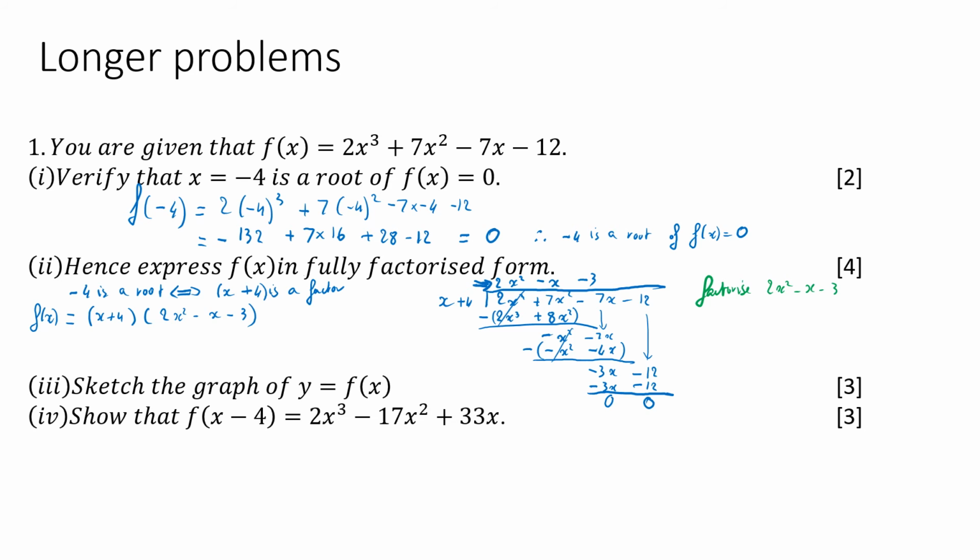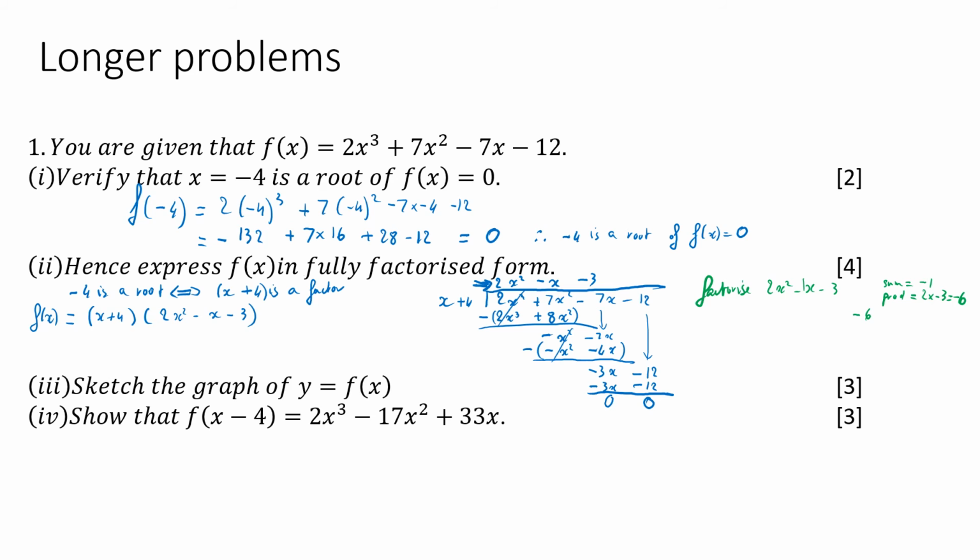So you need to find two numbers. The sum of the two numbers is minus 1, because I've got minus 1x. And the product, and that's where you have to be careful, the product is 2 times minus 3. So my product is minus 6. So which two numbers do I have?